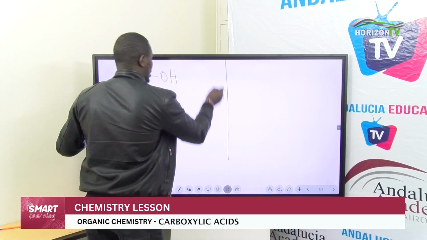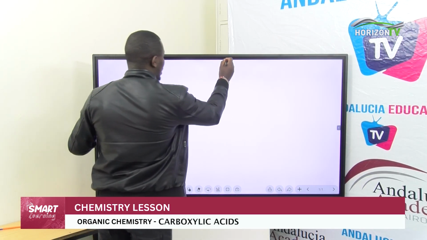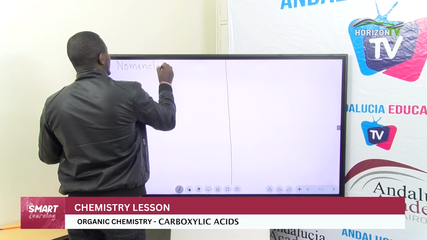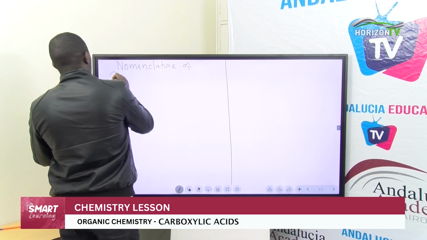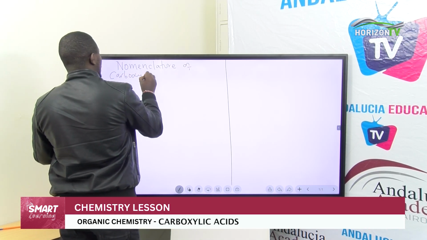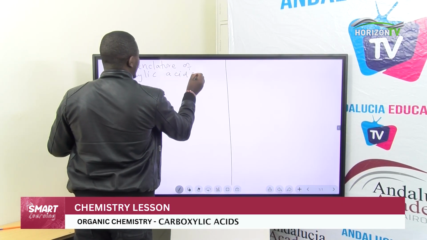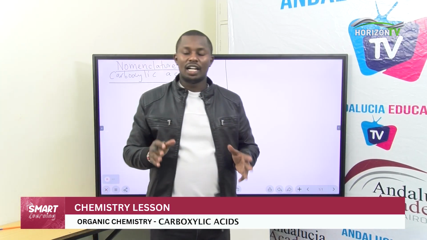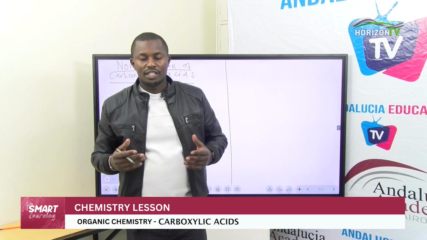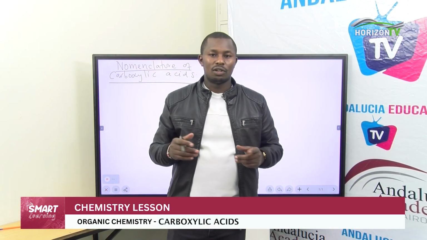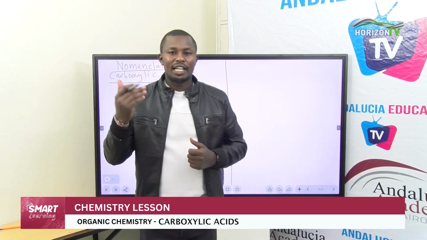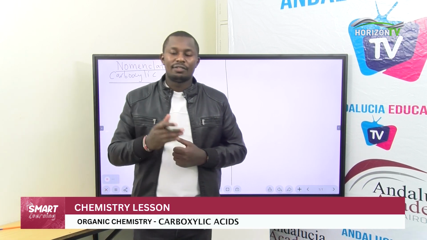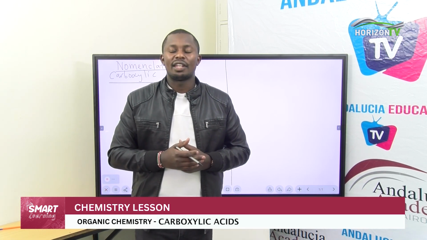So that is on the nomenclature of carboxylic acids. If you understood naming of the alkanes, the alcohols, and the alkenes, it will be much easier to understand naming of the carboxylic acids, because they have a similar way of naming the carbon atoms. For example, the first member of carboxylic acids is methanoic acid.